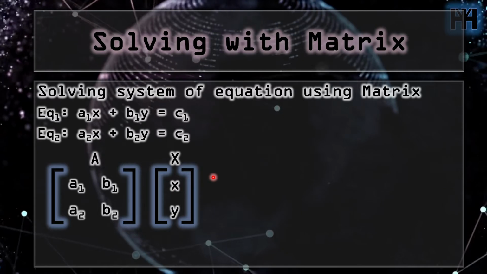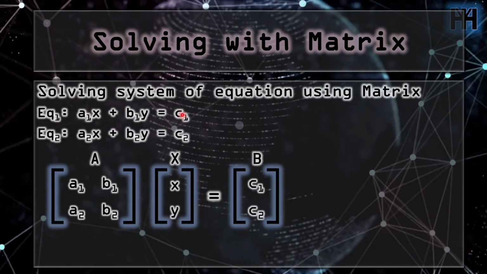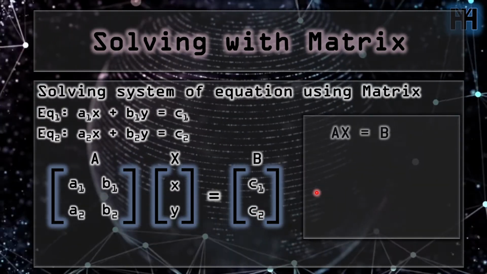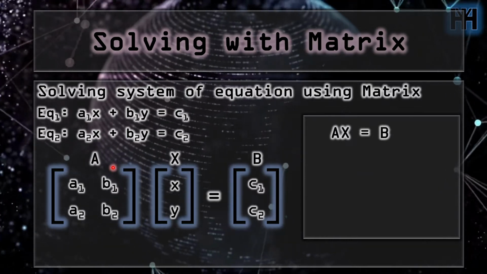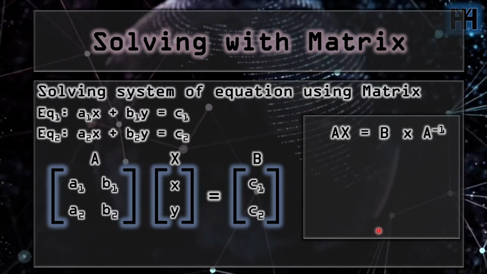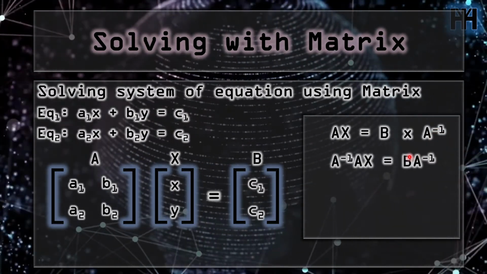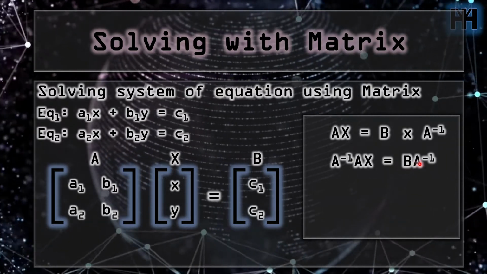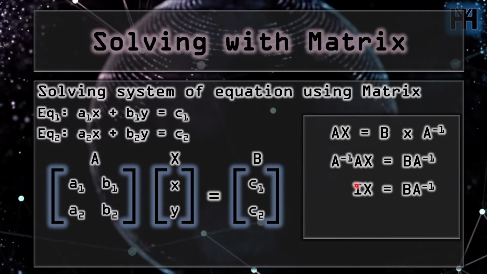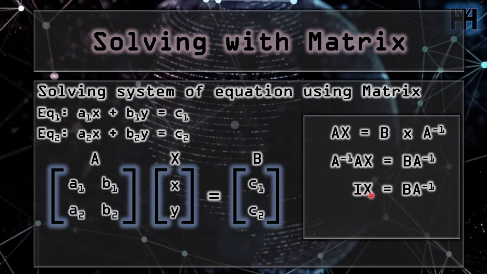Okay, and next, after the equal sign, is the B matrix, which will contain the result of the equations, or the constants after the equal sign, C1 and C2. So we have AX equals B. Matrix A times matrix X equals the matrix B. Remember, if we multiply both sides of the equation by A inverse, A minus 1, you'll have A minus 1 A X equals B A minus 1. A minus 1 and A will give you an identity matrix. Remember, IX, the identity matrix, if it's multiplied by any matrix, the matrix will remain the same.